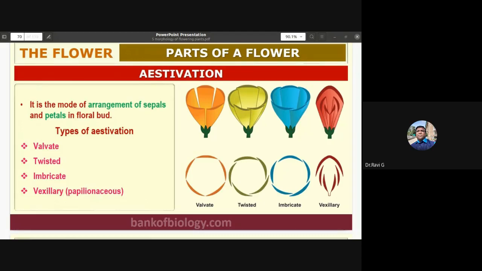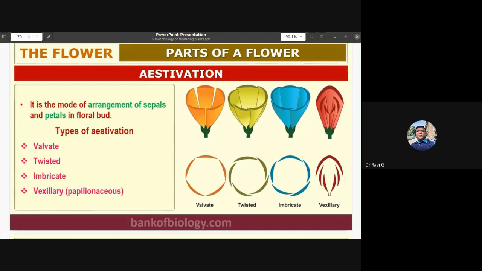So in simple terms, out of five petals, one petal is completely in, one petal is completely out. The remaining three petals are in and out condition. You can notice this in imbricate estivation: the first petal is completely in, then one petal is completely out, and the remaining three petals are in and out condition.